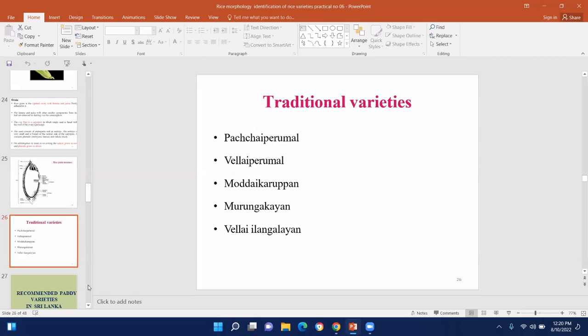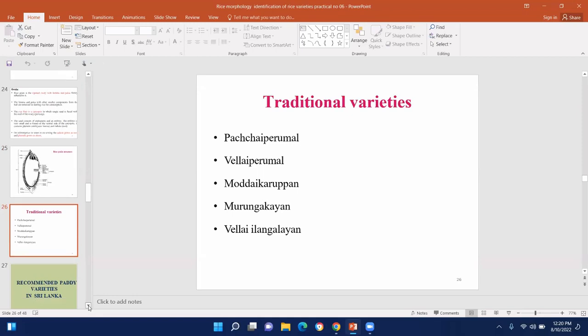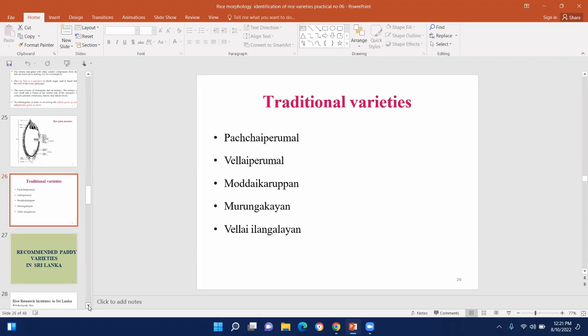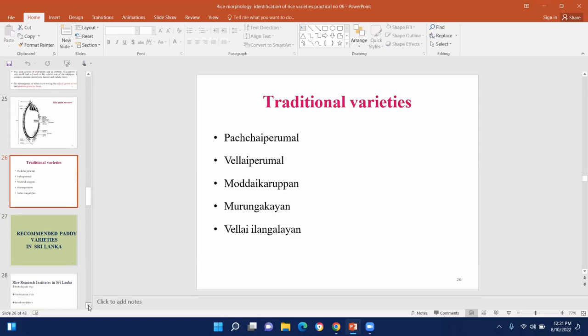Okay, now we will move to identification. Here are some traditional varieties: Pacha Perumal, Bellai Perumal, Mottai Karpan, Murunkayan, Bellai Lankalayan. These varieties were normally cultivated in the northern region before 2010.